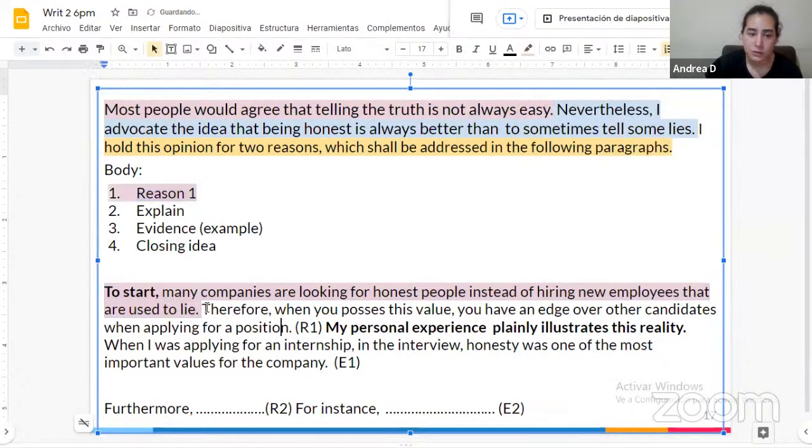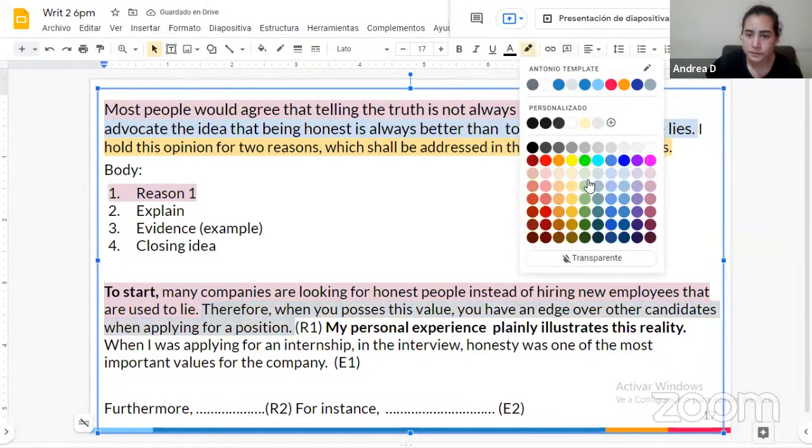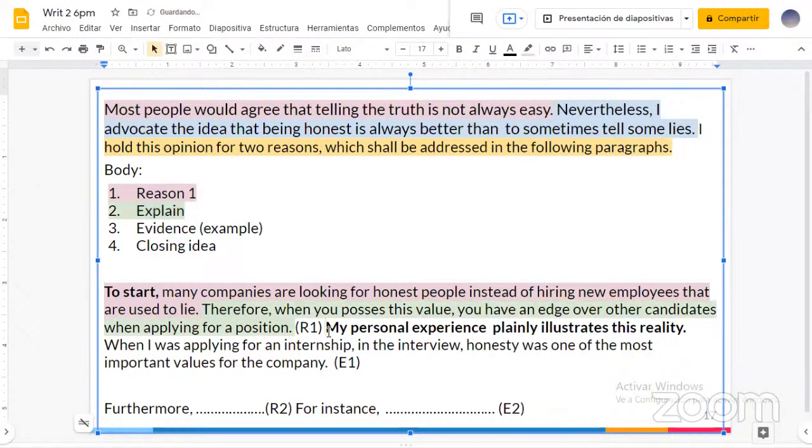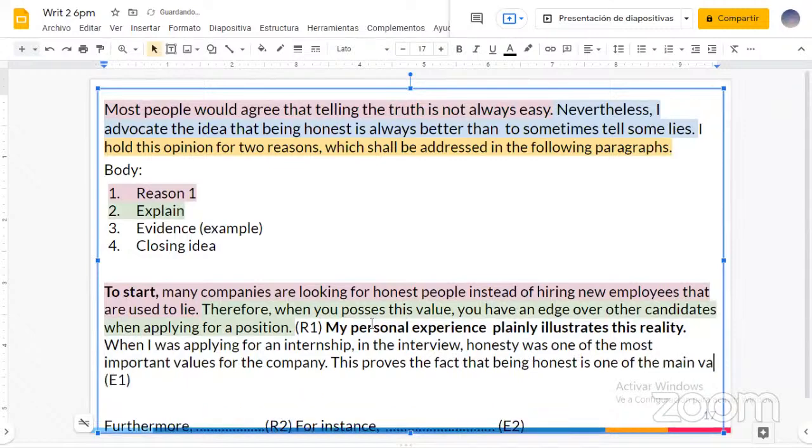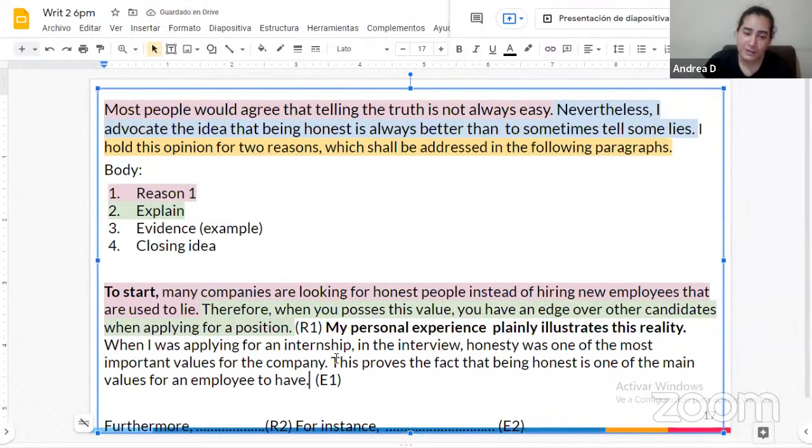Maybe Luciana, what would you say? Yeah, I would say something like this proves the fact that being honest is one of the main values for an employee to have, something like that. Right now, I don't know. Okay, I love that, and we can definitely use it. But what you're doing is actually the 4th sentence. You're having your closing idea, and you're telling me how your example connects to your reason. Oh, okay.